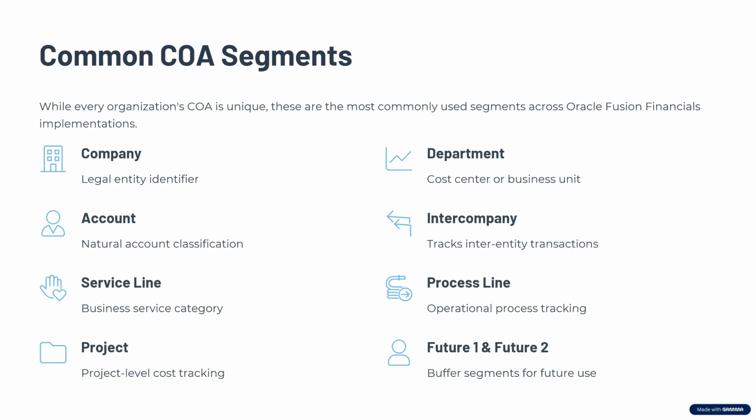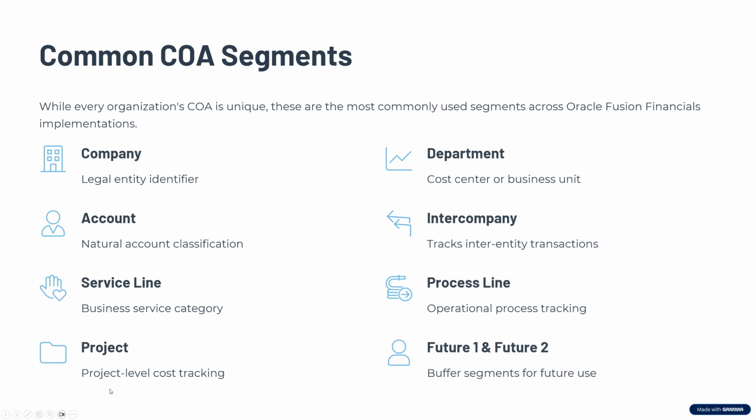Generally, these are the common COA segments. For company, we create the legal entity identifier. For account, we create the natural account, the natural account classification. For service line, which business service category and which product we are dealing with. We may be dealing with cosmetics products, or with pesticides products. These types of service lines we need to understand. To differentiate the service lines, we need to create the service line segment.